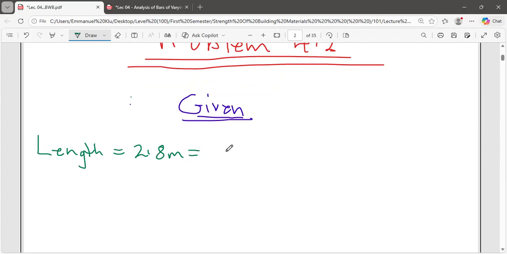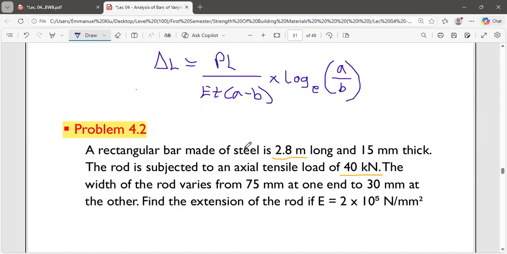We just have to multiply it by 10 exponent 3, right? Let's all do it together. 2.8 times 10 exponent 3. What are you going to get? You're going to get 2,800 millimeters. Good. Then from there, they say that the bar is 15 millimeters thick.